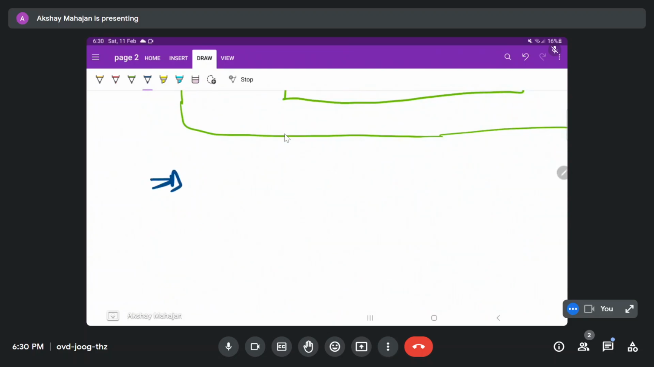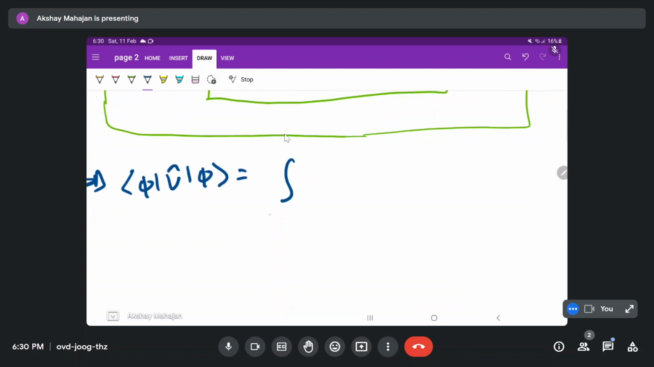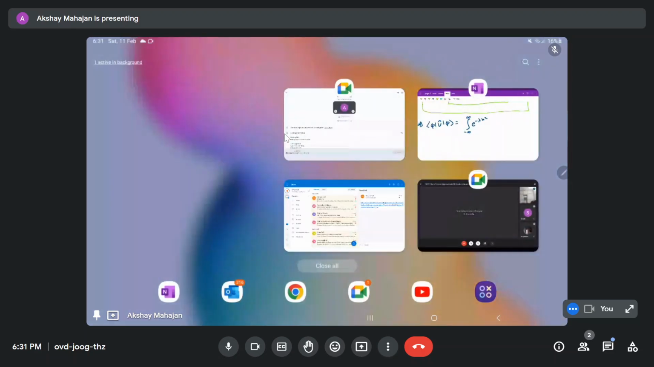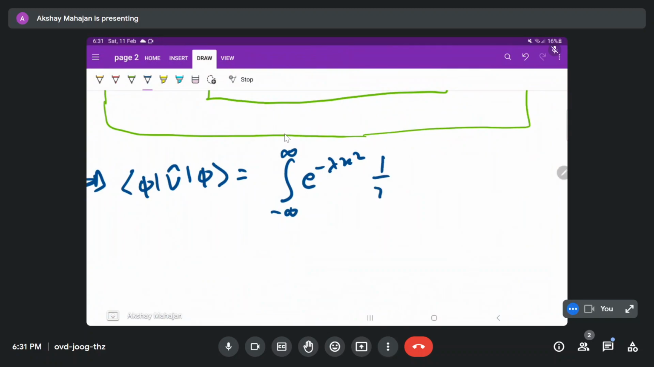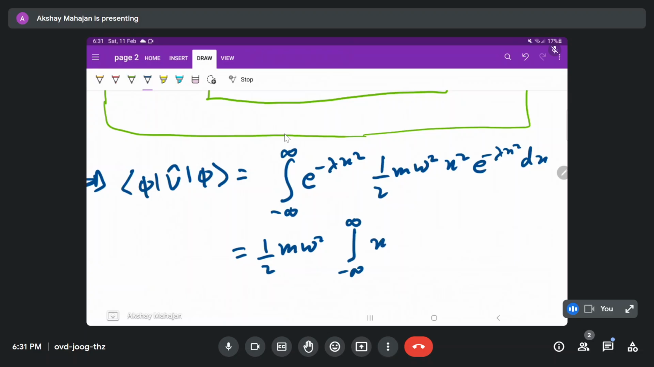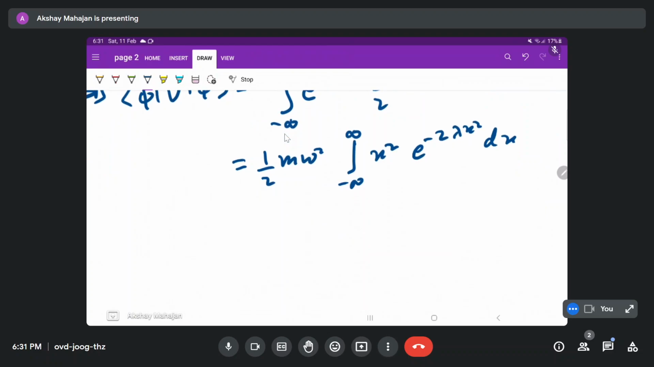Next we need to find our phi V phi. This is basically just integrations, but they are easy integrations; they are not so complicated that you have to remember them. So we have e to the power minus lambda x square, sorry, I will write it as half m omega square x square times e to the power minus lambda x square dx. Now I can take out half m omega square as common. The integration from minus infinity to infinity gives x square e to the power minus 2 lambda x square dx.